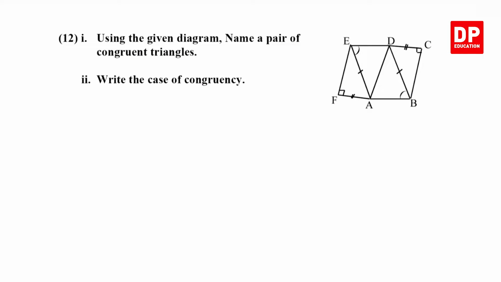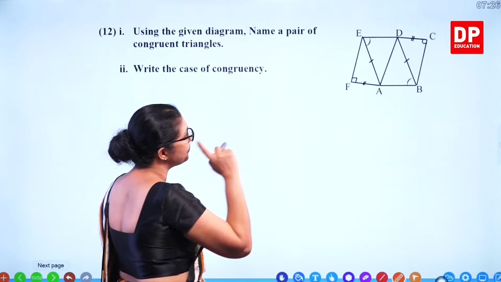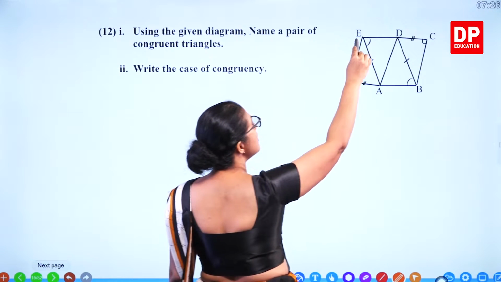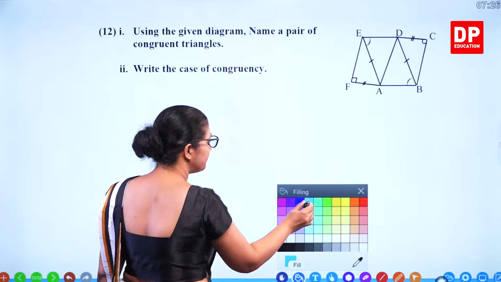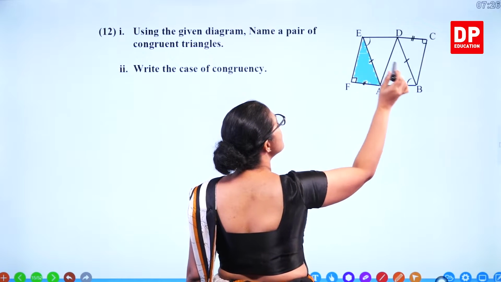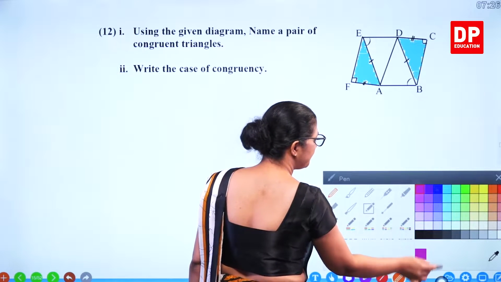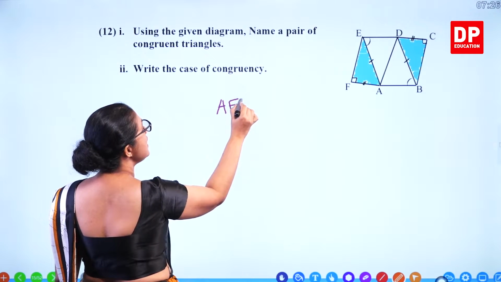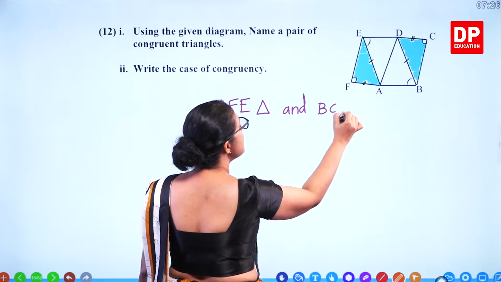Question number 12. Using the given diagram, name a pair of congruent triangles. So congruent. Look at carefully. AF is equal to CD. This length is equal to this length and 90-degree angles are there. What can you say about this triangle and this triangle, both are congruent. Why? What's the reason? So we'll take AFE triangle and BCD triangle.